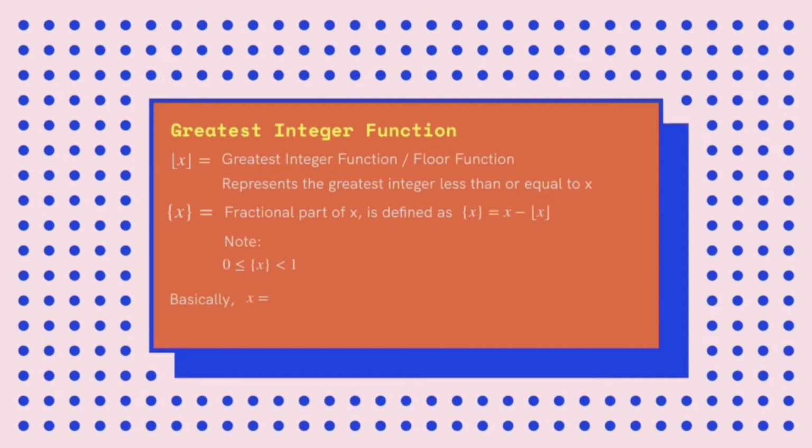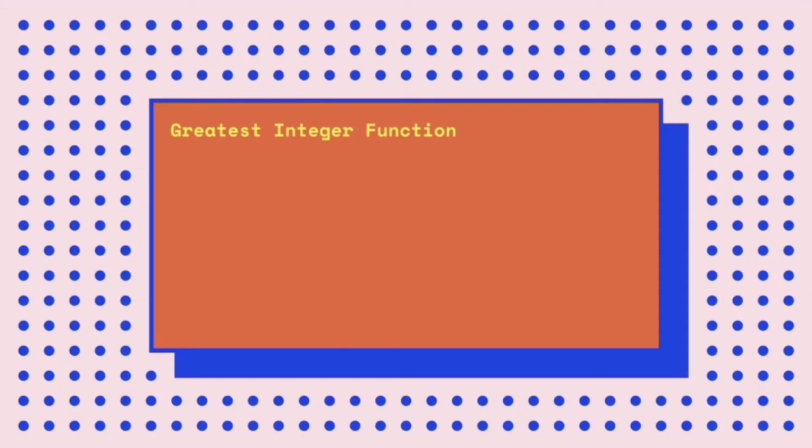Basically, for any real number x, it is just equal to greatest integer function of x plus the fractional part of x. That is, for any real number x, it's just equal to its integer part plus its fractional part. Let's have some examples.